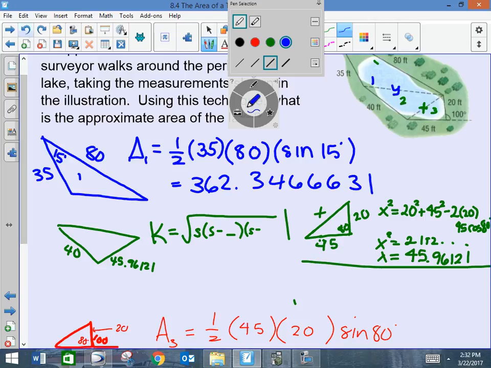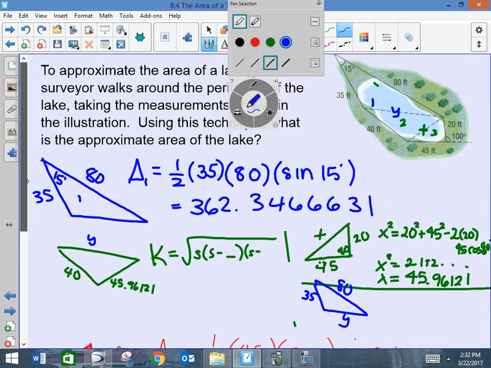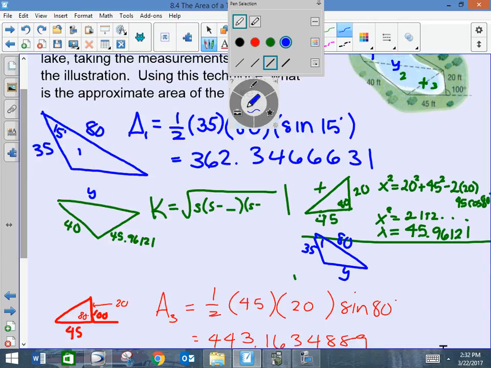Okay, Y is from the top triangle. 35, Y, and 80. This is going to be Y when we're done. You have to be able to transfer from here. Let's see, do we know any angles up there? 15's up there. You have to use the law of sines or law of cosines.